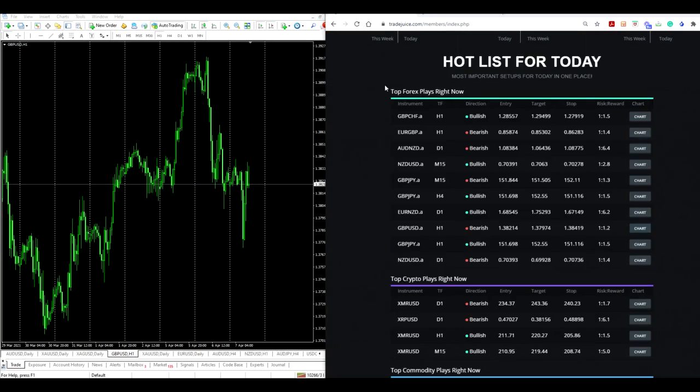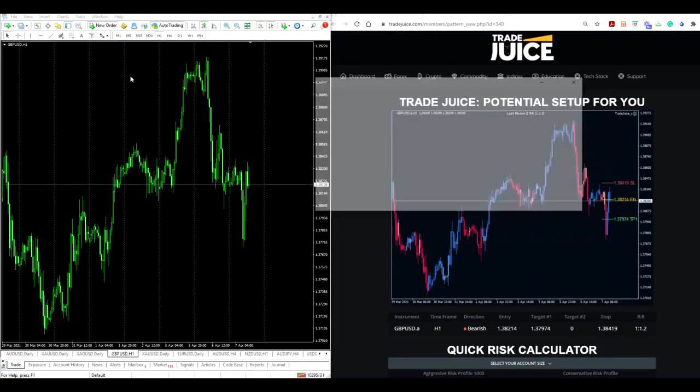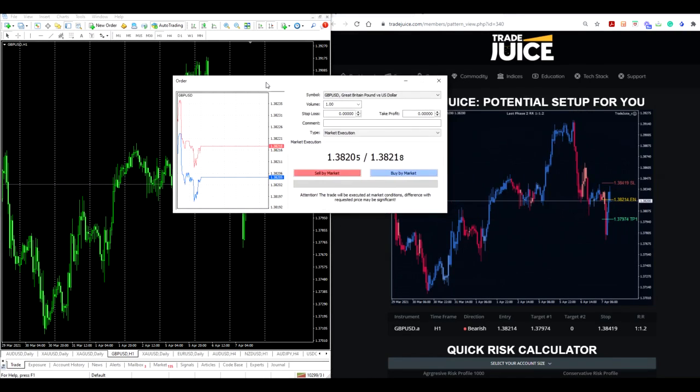Okay, guys, so I'm on the Tradejuice platform and I can see many potential entries here. I'm looking at this one here, the pound USD 1 hour for bearish signal, and I've got my entry, target, stop loss, and it even lets me know where those points are on the chart. So this is my MT4 platform right here. So I'm going to enter the suggested trade, which is a sell trade, bearish trade.